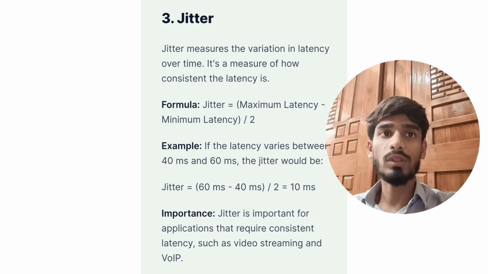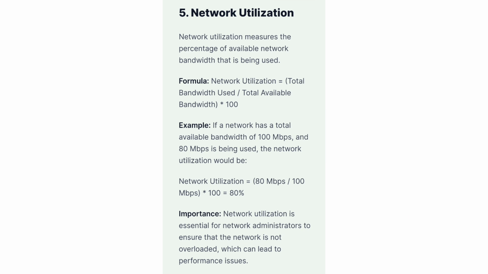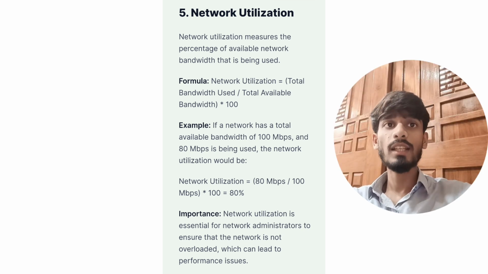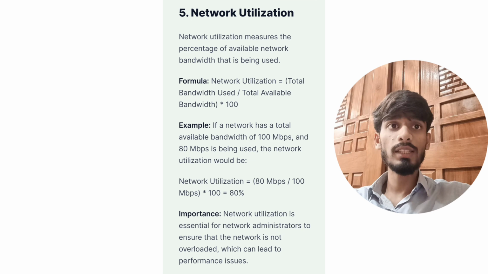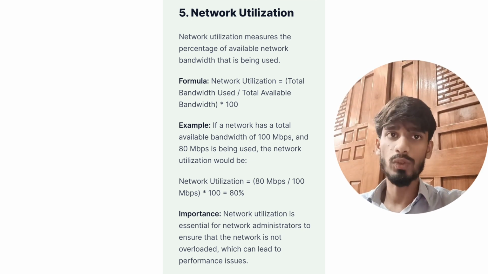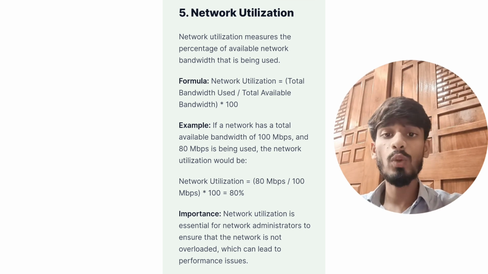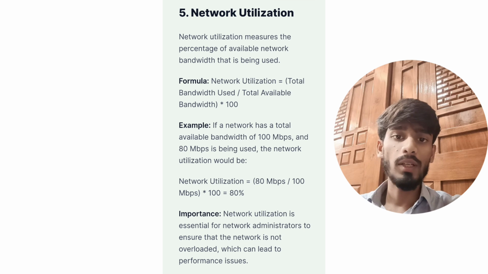Next is packet loss. Packet loss measures the percentage of packets that are lost or corrupted during transmission. Packet loss is crucial for applications that require reliable data transfer such as file transfer and email. Next is network utilization. Network utilization measures the percentage of available network bandwidth that is being used. Network utilization is equal to total bandwidth used divided by total available bandwidth, times 100.